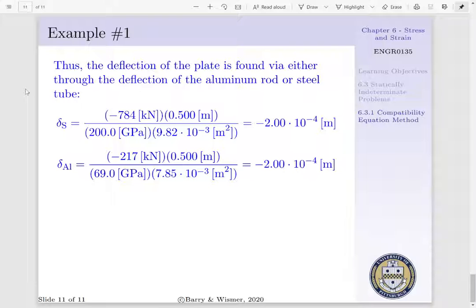As a check, we can calculate the deformation of the aluminum, which is RAL times LAL per EAL times AAL. And we have minus 217 kilonewtons times 0.500 meters per 69.0 gigapascals times 78.5 times 10⁻³ meters squared. And we find the deflection of the aluminum is also equal to minus 2.00 times 10⁻⁴ meters. These two deformations are equal, which verifies our compatibility equation.